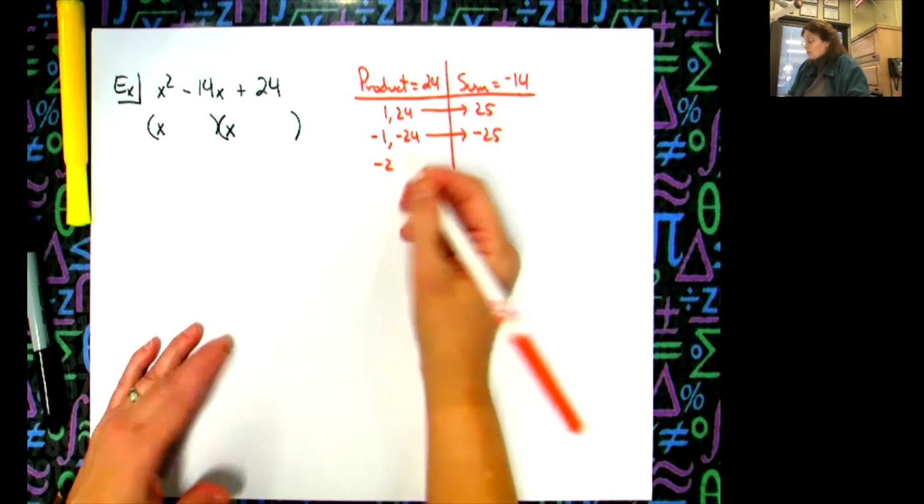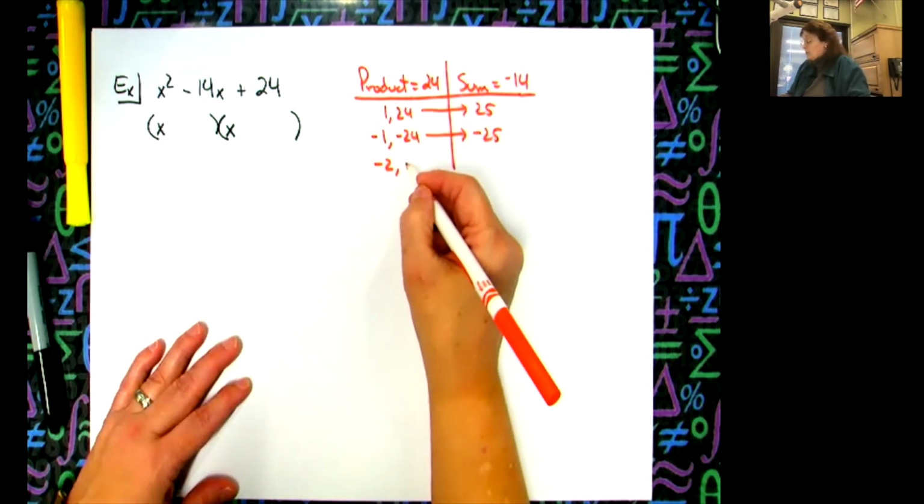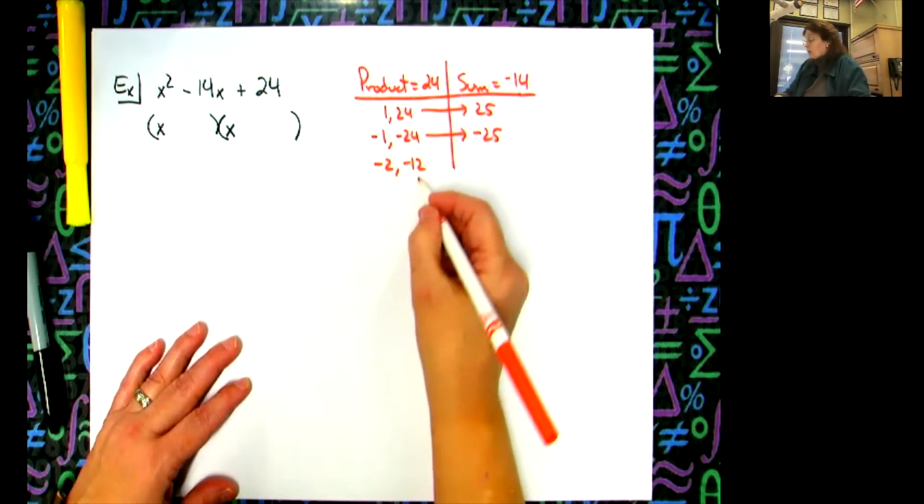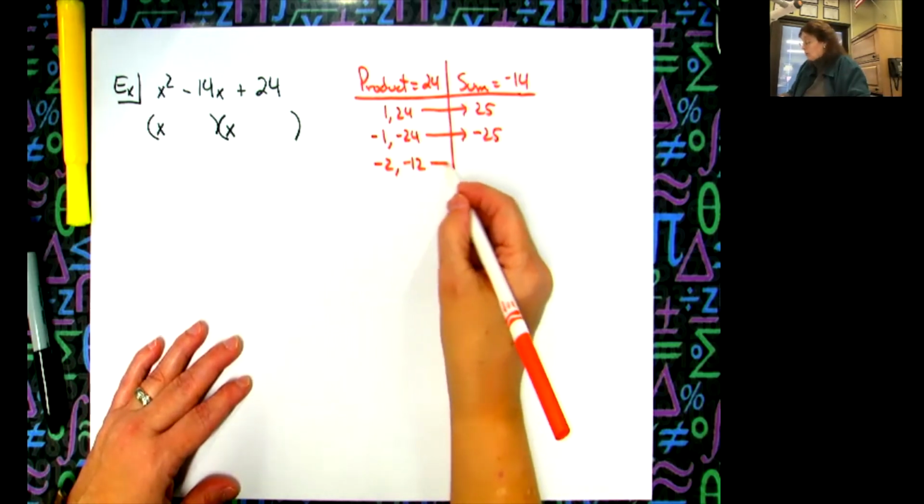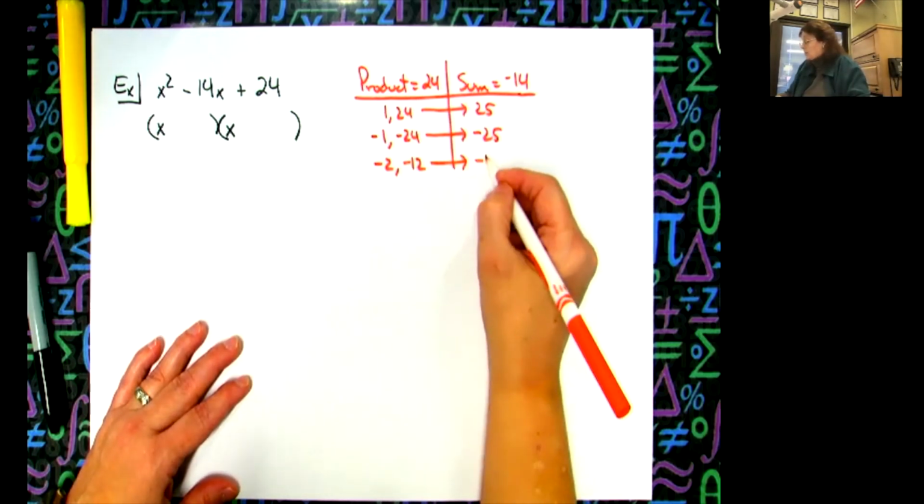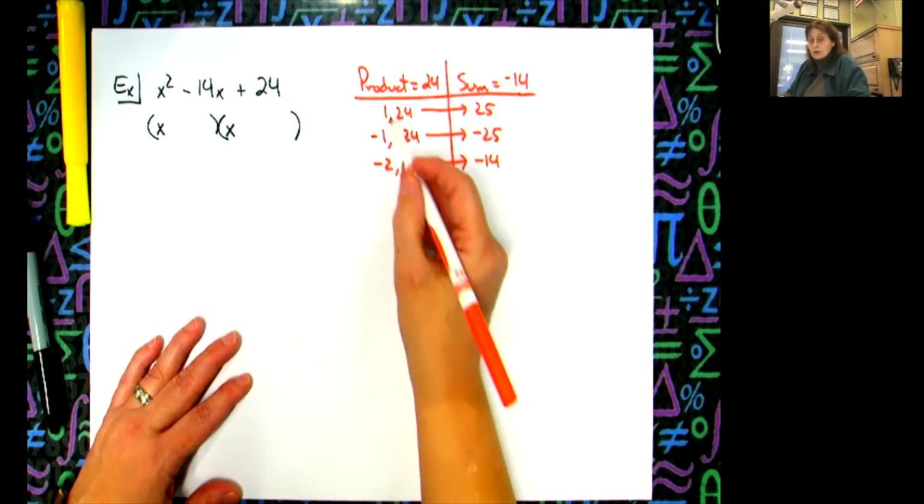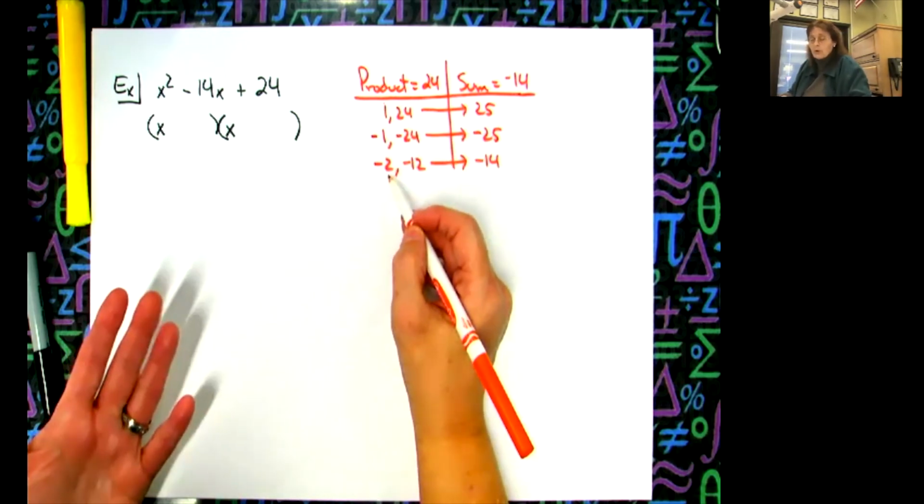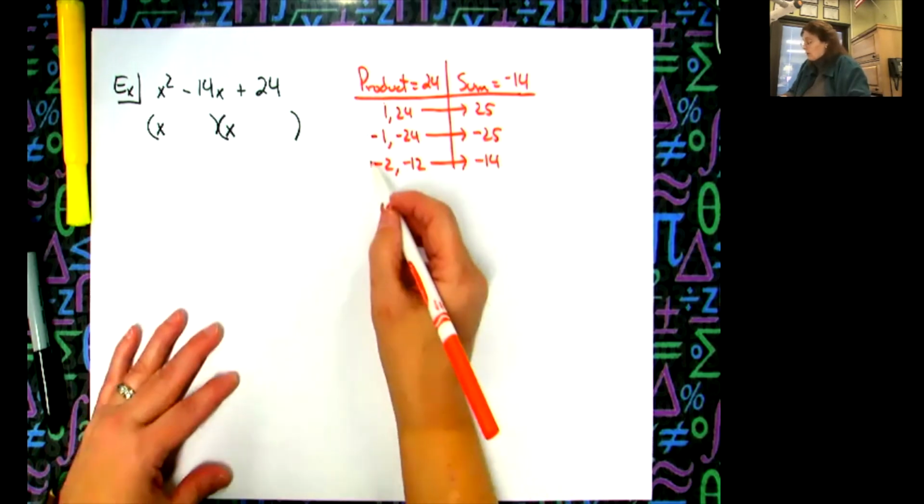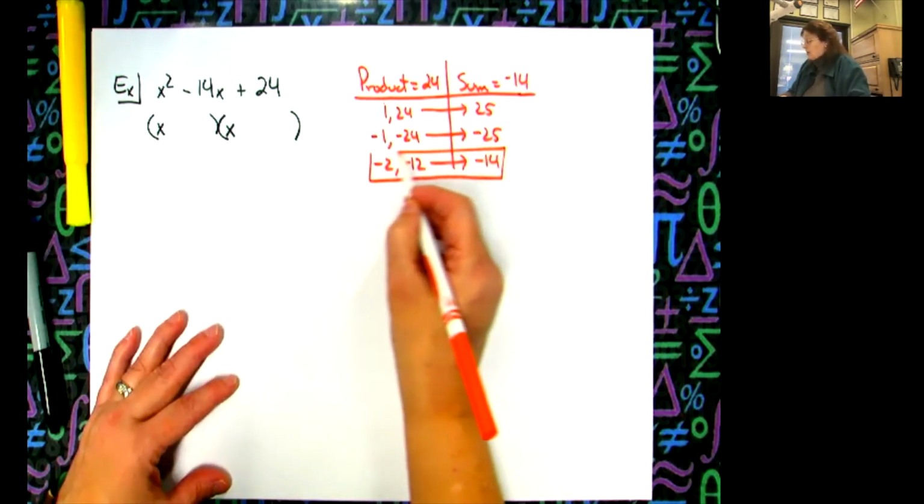So let's just go up to 2: negative 2 times negative 12. That gives me the positive 24. If I add them, that gives me a negative 14. So I got there really quickly, and I just did them in order. I did 1, then I did 2. Had that not worked, I would have gone to 3 and then 4 until I found it. As soon as you find it, you're good.